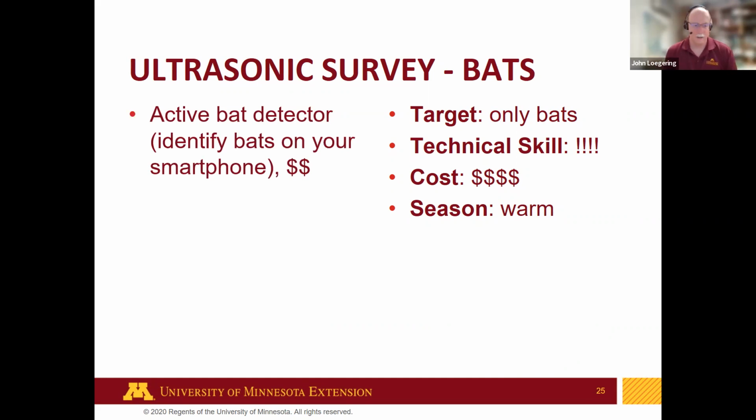Well, the cost varies, of course, but for relatively inexpensive, you can get an active bat detector for your phone. Mine, I should have turned off my blur here, but I got this little device here that simply plugs into the bottom of my iPhone, and I can stand in the forest and detect bats, and it'll automatically identify them for you. It's a fantastic little deal. I think these are about $200.